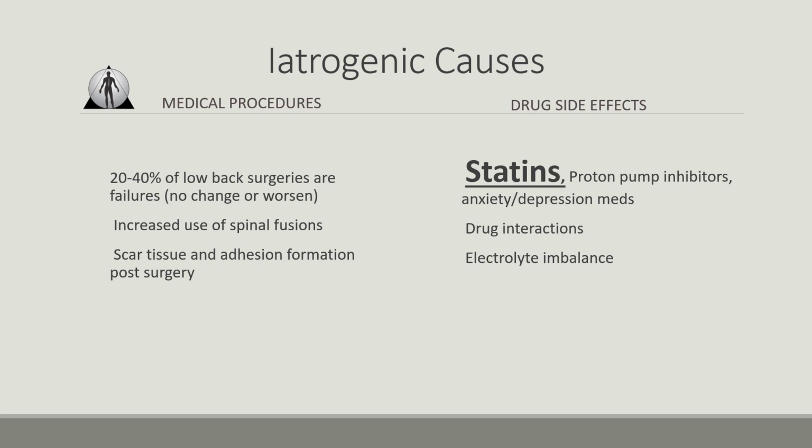On the flip side, we can see medical procedures can cause issues. And for those folks who are listening to this that maybe have had a back surgery, I want you to know that 20 to 40% of most low back surgeries are failures, meaning that it didn't change anything, or maybe it worsened it. And the classic way that they fix it is by using something called a spinal fusion, which means that they're more or less taking two vertebrae, or maybe three, or maybe four, and they're locking them together by putting a plate in there and some screws.